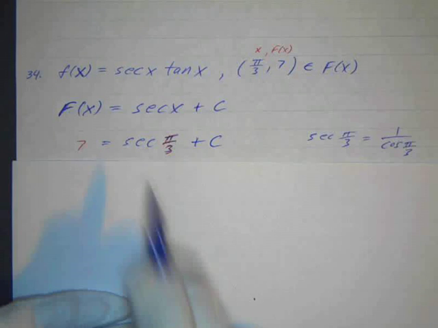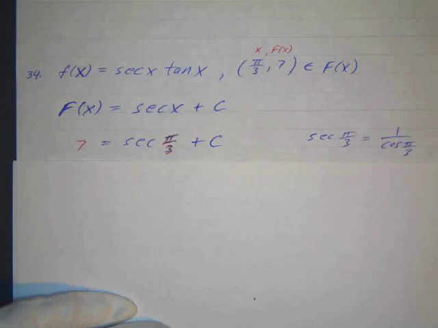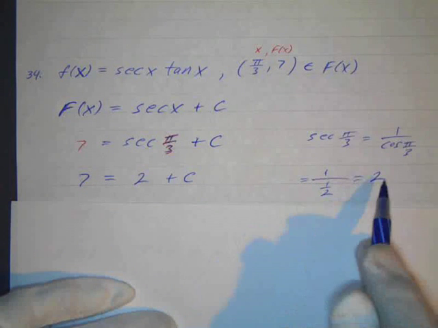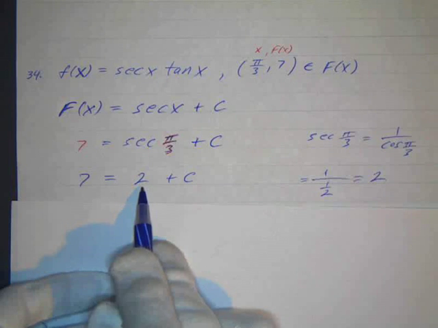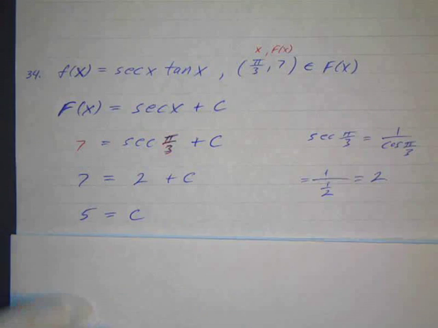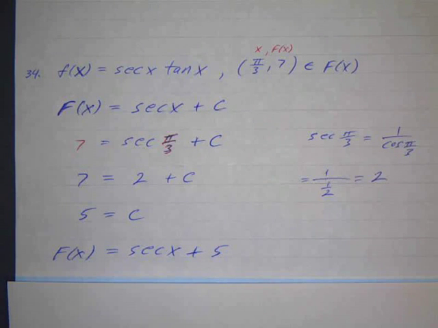The secant of pi over 3, well, the secant is 1 over the cosine of pi over 3. The cosine of pi over 3 is 1/2. So 1 over 1/2 is 2, so this is just going to be 2. So 7 equals 2 plus c, which implies that c equals 7 minus 2, which is 5. And there you go. And again, if for some reason I'm going a little bit too fast, then just pause it, rewind a little bit, stop and think about it. That's a nice thing about this format.